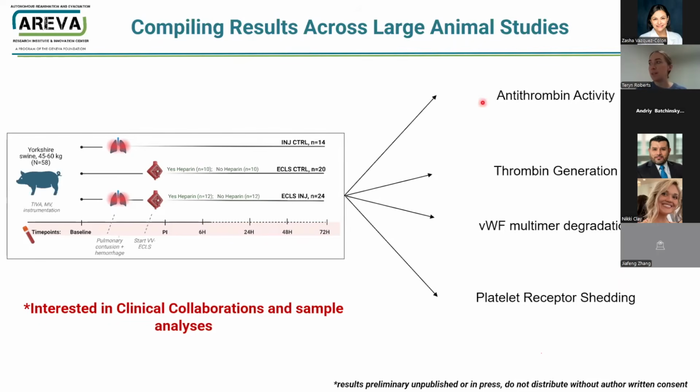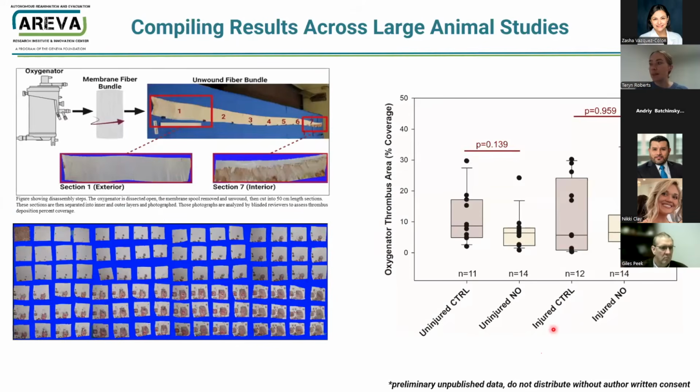And these are all areas of interest that we're really seeking clinical collaborators for as well. All these assays that we do are actually adapted from human assays for swine, so they're easily done in human samples, and we'd love to work with different clinical centers on this. We have worked with, and would like to continue to work with, clinical collaborators with respect to the oxygenator analysis.